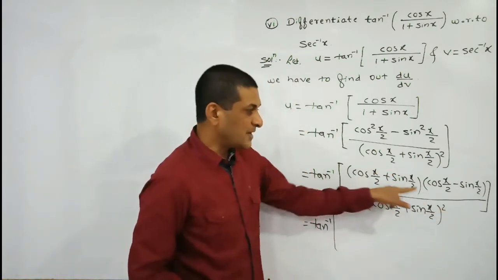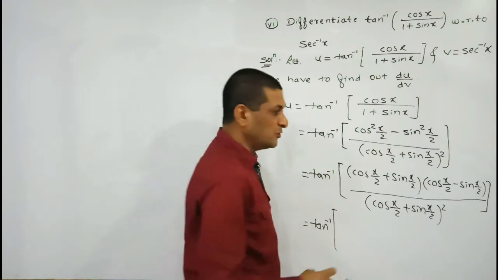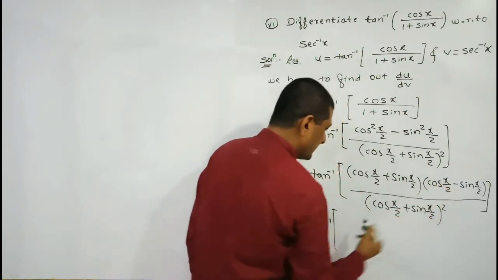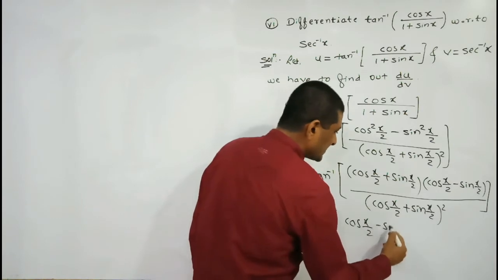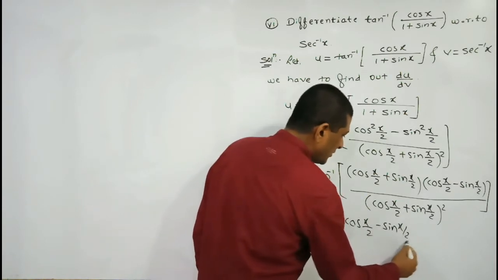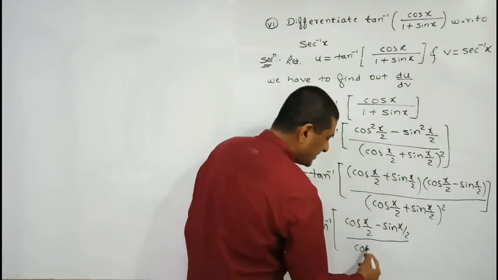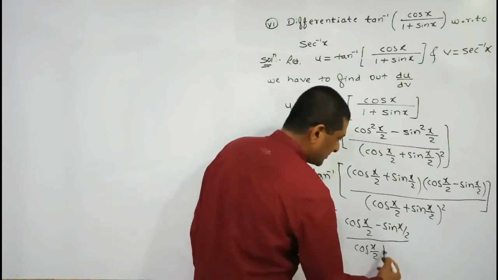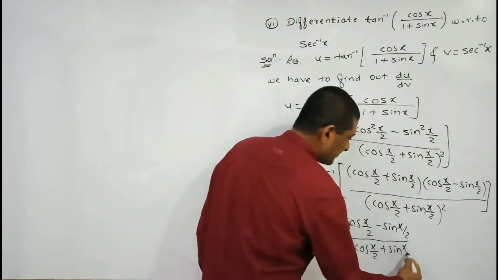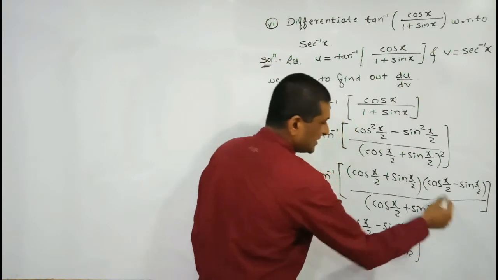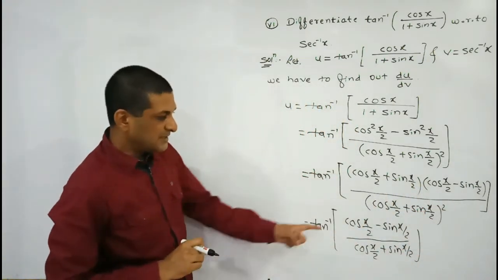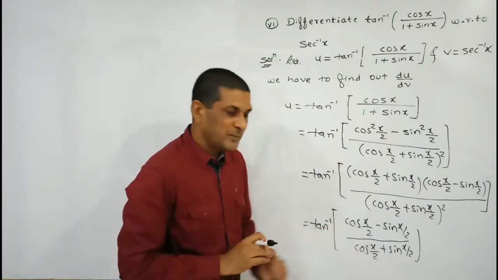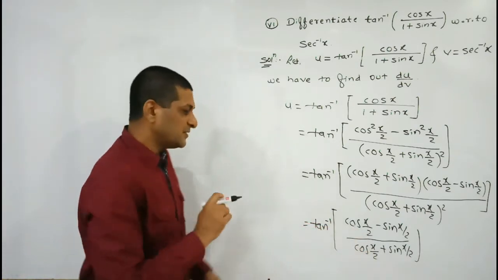After cancelling cos x by 2 plus sin x by 2 from numerator and denominator, the remaining term in the numerator is cos x by 2 minus sin x by 2, and in the denominator cos x by 2 plus sin x by 2. One term from denominator will get cancelled, isn't it? Square is there, so one term from numerator and denominator will get cancelled. After that I am dividing the numerator and denominator by cos x by 2. Let us see what we will get here.